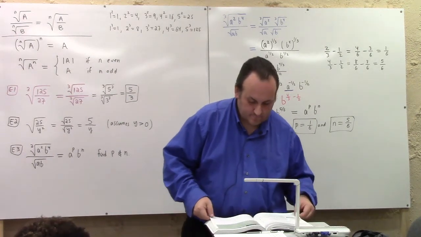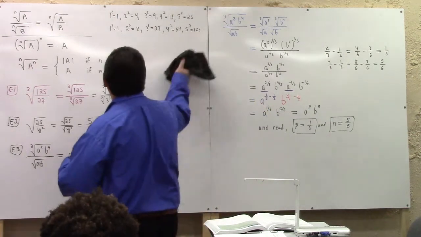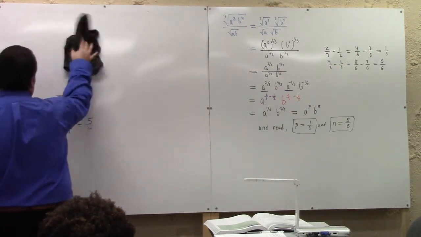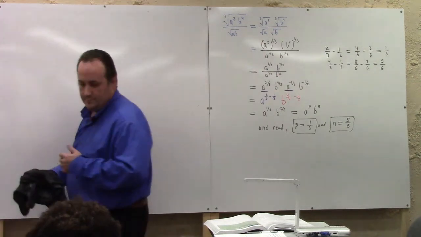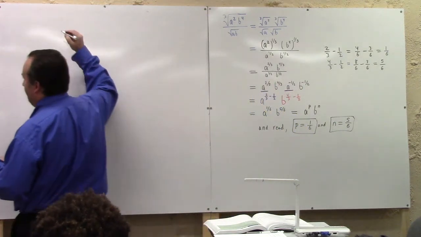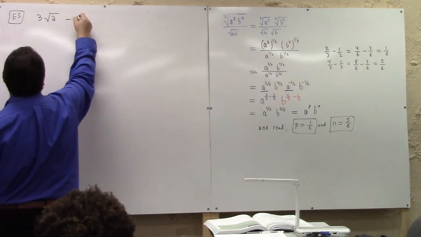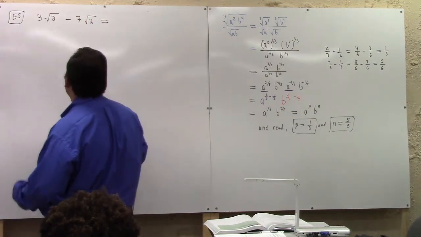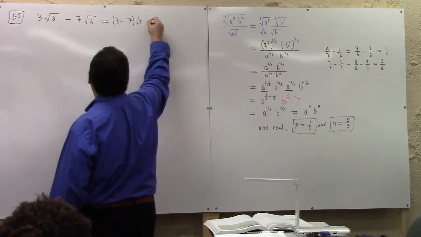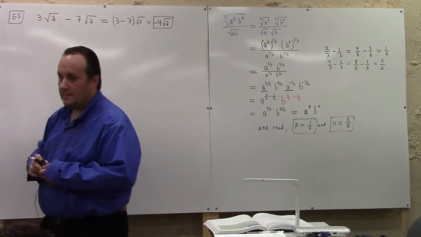All right, so we need to talk a little bit about addition and subtraction involving radicals. This is section 6.4. Example 5: if we have 3 times the square root of 2 minus 7 times the square root of 2, what do we got? We go 3 minus 7 times the square root of 2, so we've got minus 4 times the square root of 2.